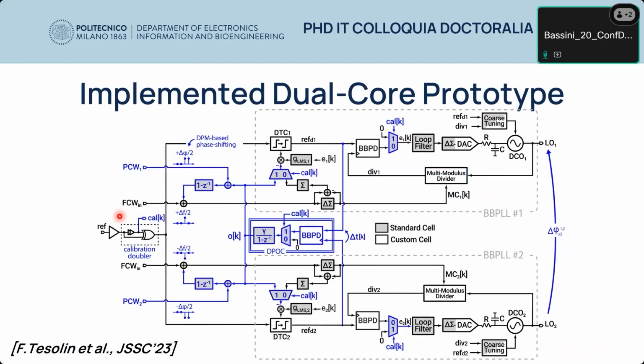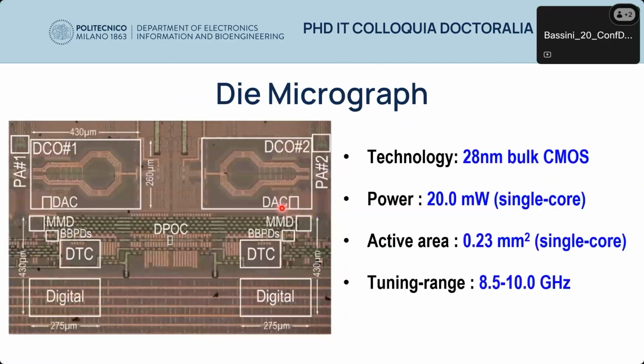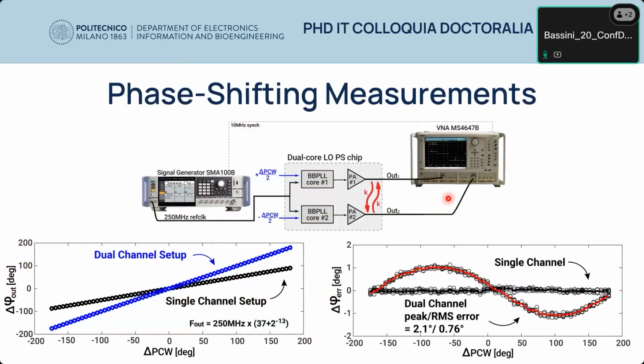This is the picture of the implemented dual-core prototype, which consists of two fractional PLLs and an offset detection circuit similar to what we presented before in order to remove skews in the reference clock distribution. Here is the die micrograph of the implemented prototype in a 28 nanometer bulk CMOS technology, where each core dissipates 20 milliwatt power. We then characterize experimentally this architecture.